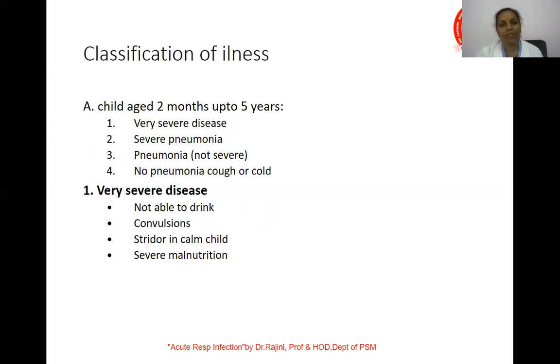So classification of illness, how will you classify? For a child aged 2 months up to 5 years, we can classify them as having very severe disease, severe pneumonia, and no pneumonia, cold or cough. We call it very severe disease when the child is not able to drink, has convulsions, stridor in a calm child, and severe malnutrition.